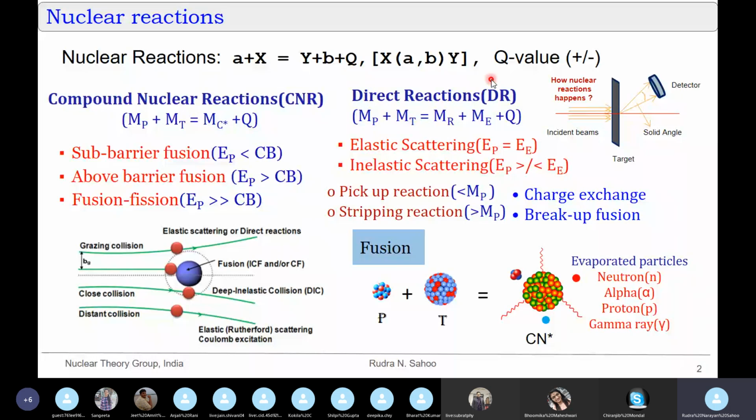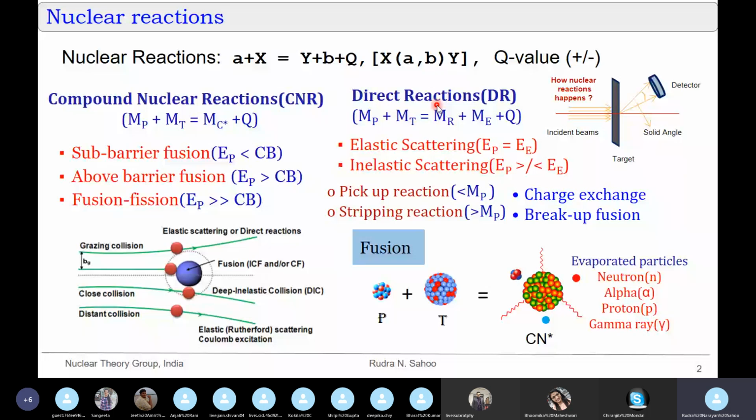If Q is positive, that is called an exothermic reaction, that is energy emitted from a reaction. If Q is negative, energy is needed to initiate a nuclear reaction. According to the structure of the nucleus, nuclear reactions are classified as the compound nuclear reaction and direct reaction. And in direct reaction, the peripheral interaction takes place between the projectile and target. The direct reaction is mainly studied to understand the evolution of reaction dynamics from fixed inelastic collision to the quasi-inelastic collision.